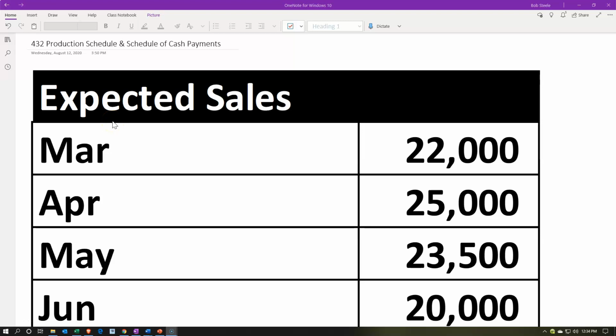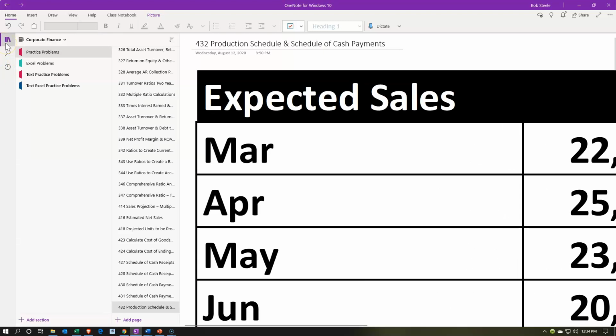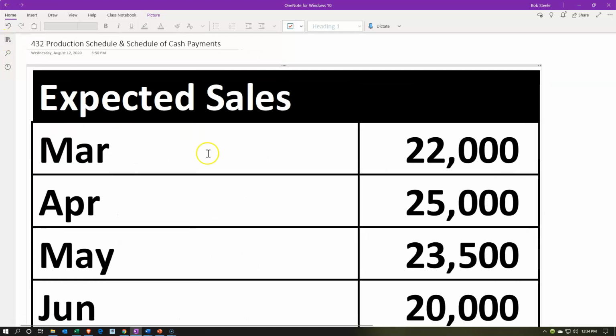Here we are in OneNote. If you would like to follow along in OneNote, you're not required to do so, but if you have access to it and would like to, we are in the 432 production schedule and schedule of cash payments tab in the practice problems section. We're going to have our information up top. We'll read through all the information, then we'll have a smaller component of that information we will then use to work through the practice problem.